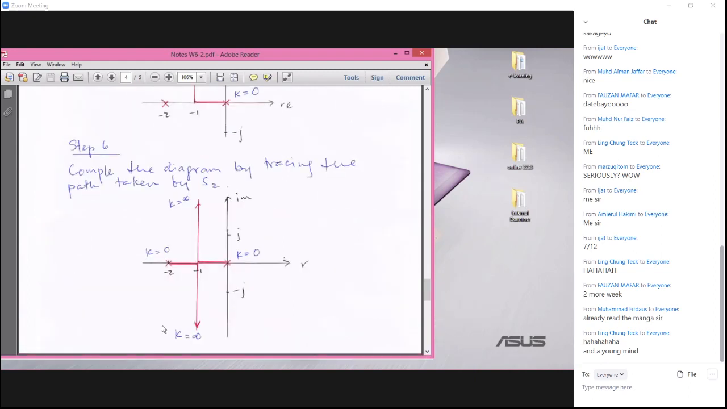Now we have a complete root locus diagram. This is the path taken by s1 when k varies from 0 to infinity, and this is the path taken by the second root when k is equal to 0 to infinity. You can see that the root locus starts at the value of the poles. Here we have two poles, one at 0 and one at -2. So basically, this is what the root locus diagram is: the path taken by each root on the complex plane.